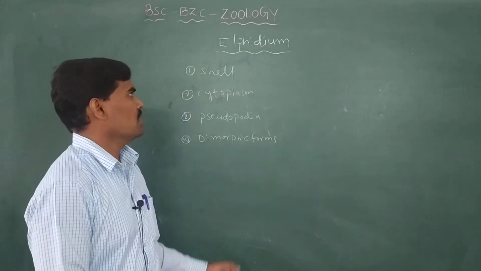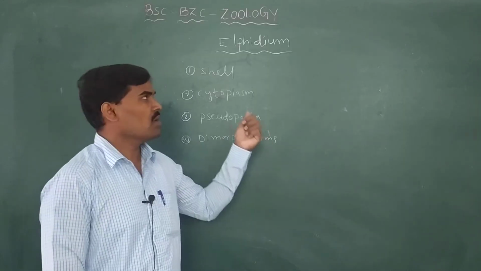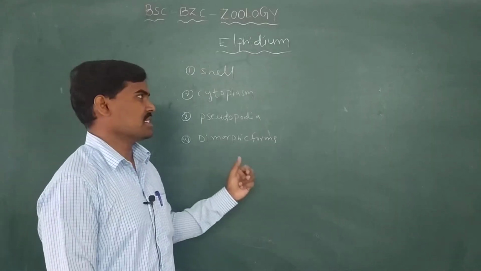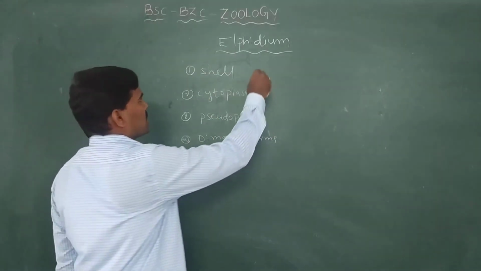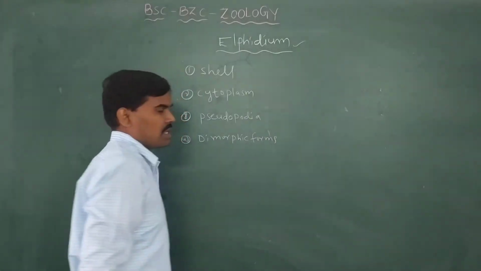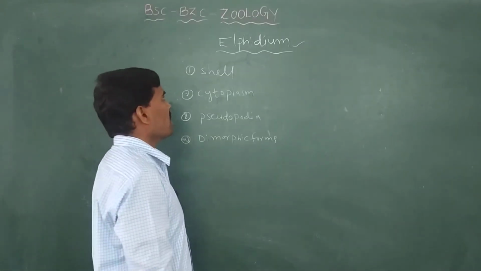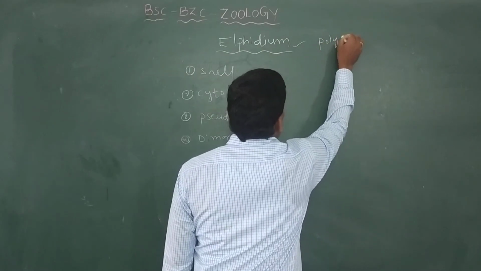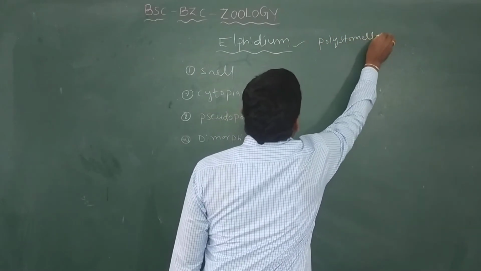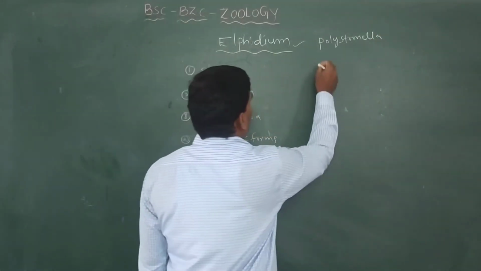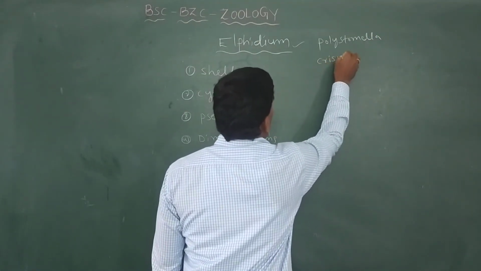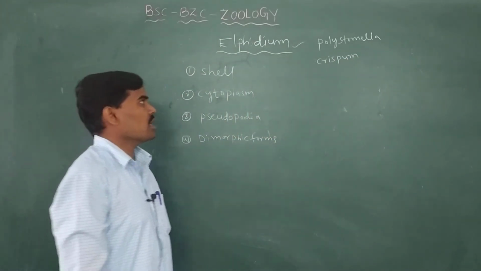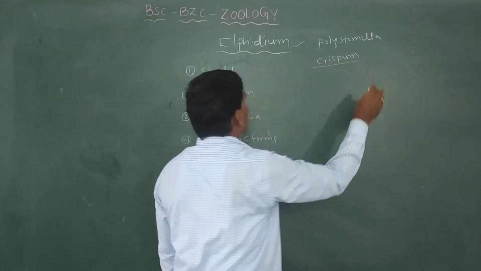Okay, students, in the last class we completely discussed protozoan general characters and classification. Now we are going to discuss the type study Elphidium. Elphidium is commonly called Elphidium polystomella, or Elphidium crispum.